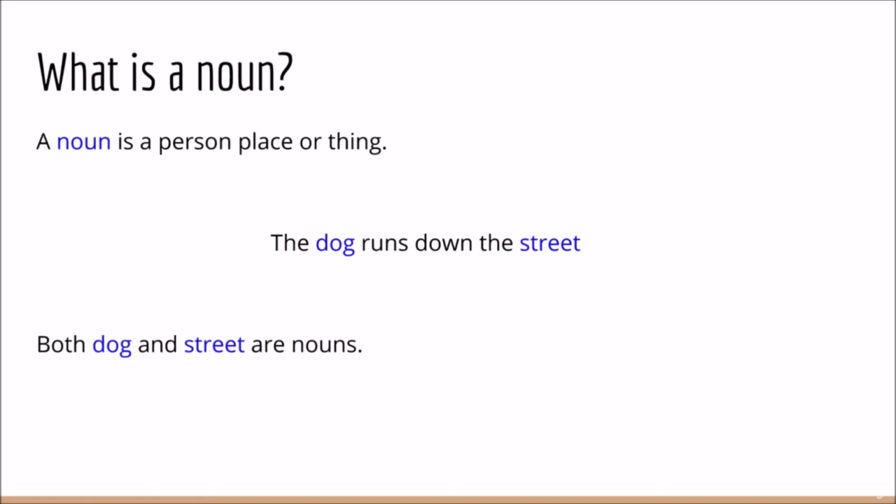All right. So if we take our example sentence, the dog runs down the street, to identify the nouns, all we have to ask ourselves is, what is a person, a place, or a thing? If we look at this sentence, dog and street both fall under those categories. They are nouns. So in this sentence, we have two nouns, dog and street.